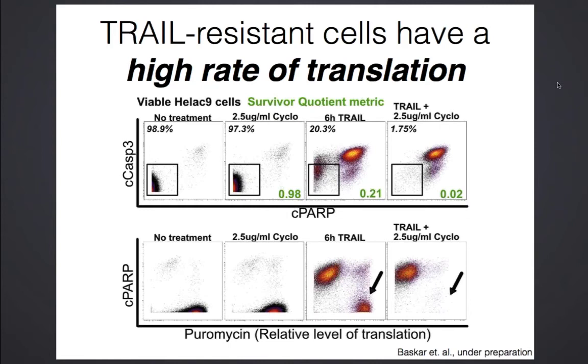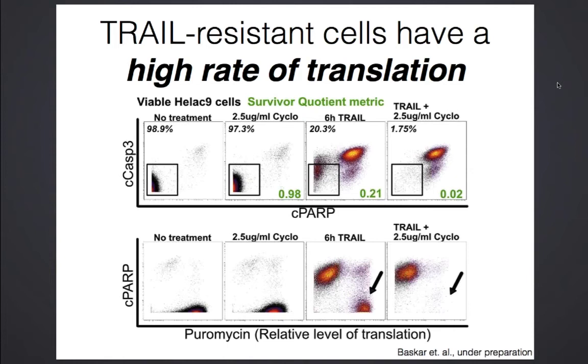All right, so we see that TRAIL-resistant cells actually have a high rate of translation. In order to get at this, we used puromycin, of course, and we also used cycloheximide, which is a known translation inhibitor. And what we see over here on the top is that with a low dosage of cycloheximide, there's no effect whatsoever to the cells. But when we add it in combination with TRAIL, there's in fact a huge drop in resistance to almost a negligible amount of 0.02. And people have known this for a while. They use TRAIL in combination with cycloheximide pretty frequently.